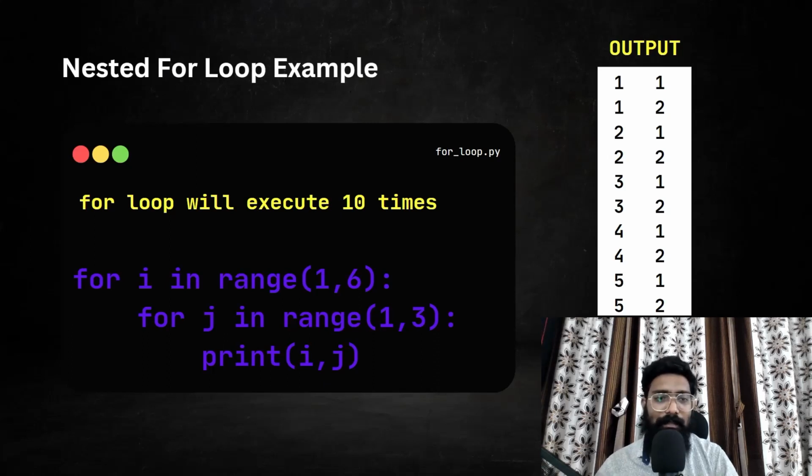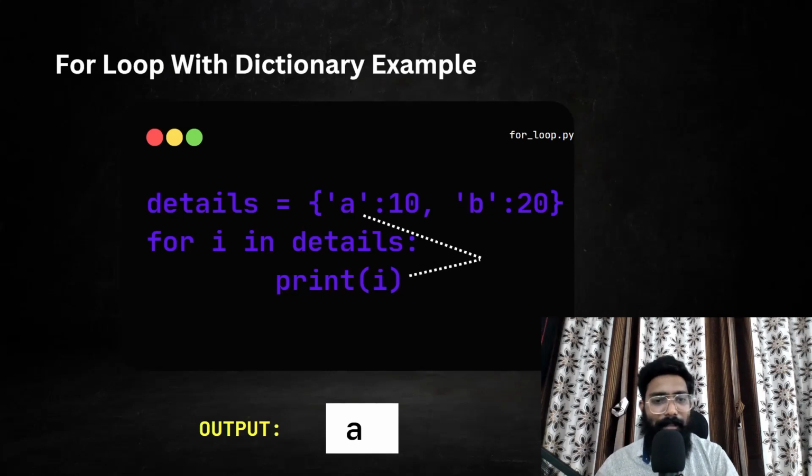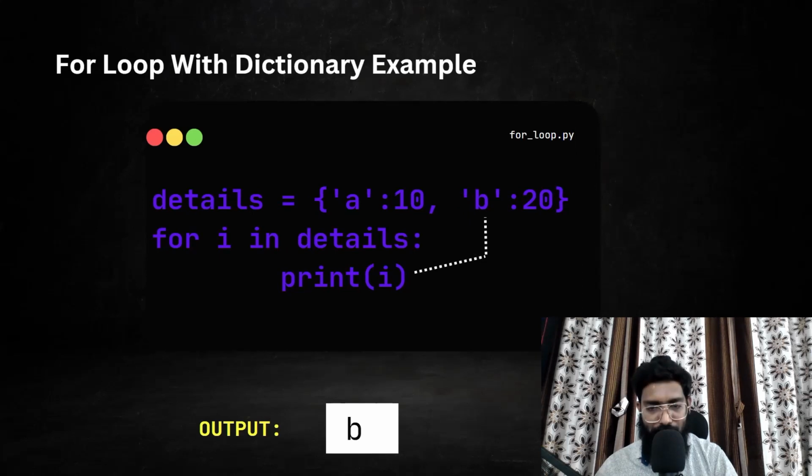Now we will discuss a for loop with the dictionary. Details is my dictionary which contains 2 keys and 2 values. A and B are my keys, 10 and 20 are my values. If I write for i in details and print i, I will get A. So it will point directly to the key. Next time it will print B.